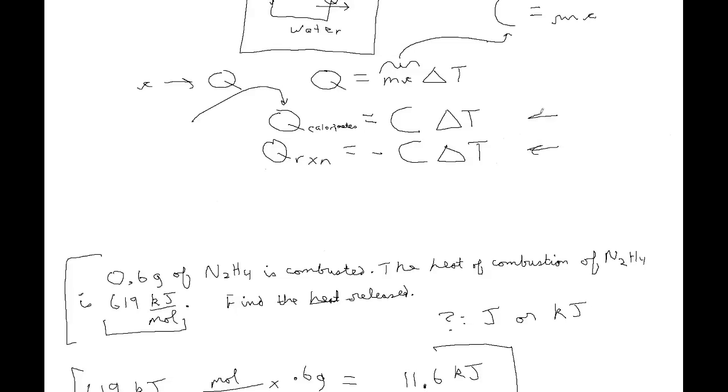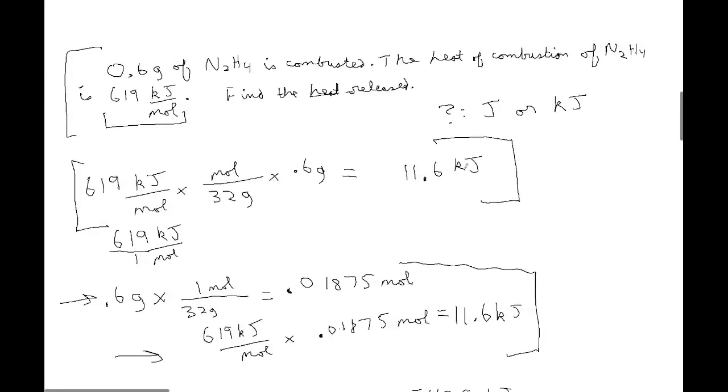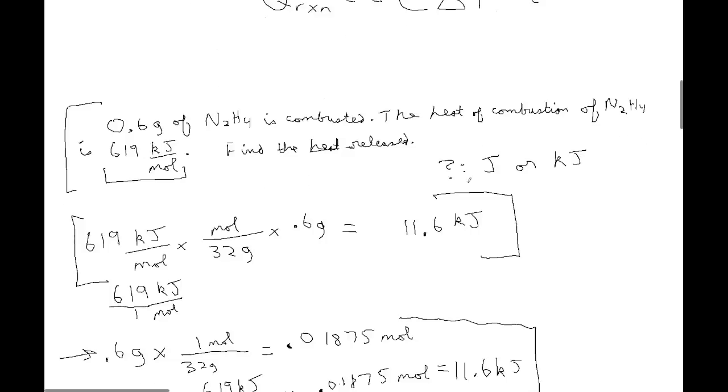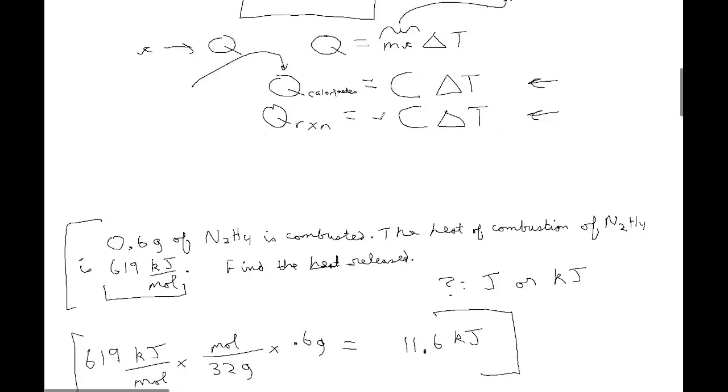Remember, we have two different equations that you could use. You decided to use the first one, Q for the calorimeter. So you plugged in a positive number because the calorimeter is absorbing heat. If you were going to use this reaction, you would have plugged in a negative number, negative 23,851, but you would still get the same answer because the negative would cancel with the negative on the right-hand side. So you can use either of these two equations as long as you're careful to plug in the right Q.